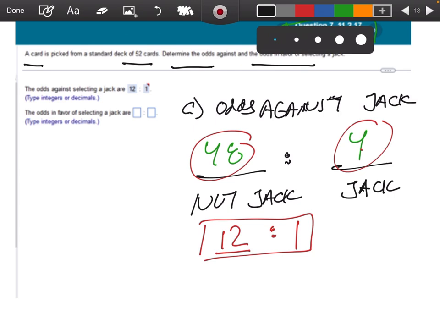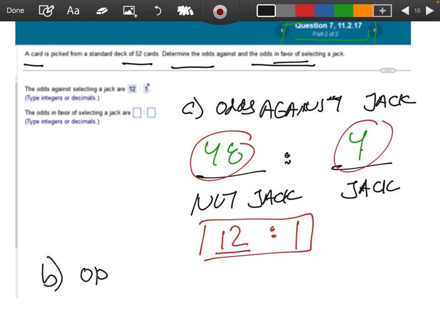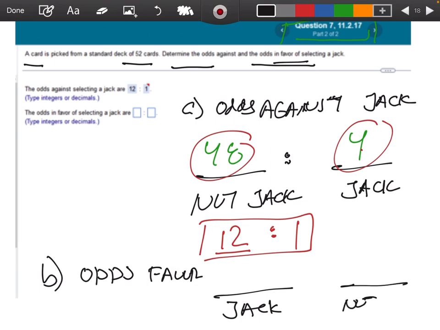Okay. Now, y'all, let me show you part B. We're going to look for the odds in favor. So when I'm looking for the odds in favor, y'all, the only thing I'm going to do differently is my jacks are going to go first, and my not jacks are going to go second.